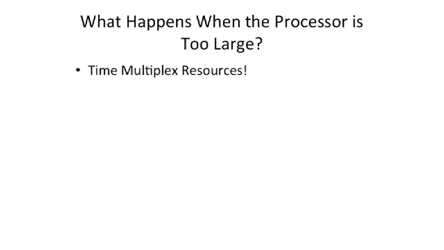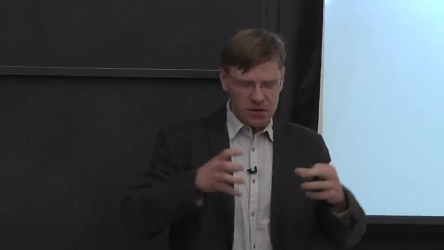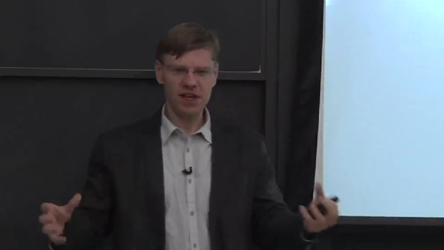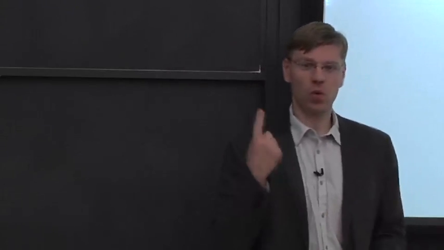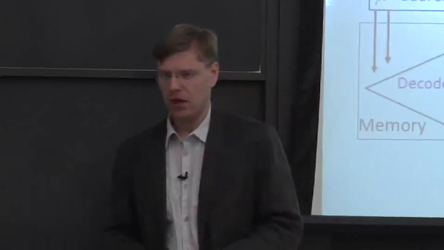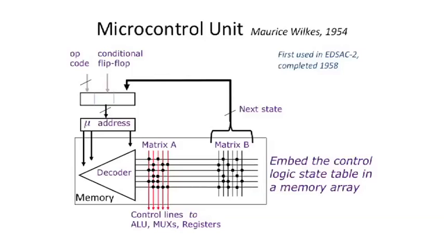Well, you can time multiplex the resources. That's right. Instead of physically building a bunch of resources and then connecting them together, you can build one resource which is in some way general purpose, and then you can use that resource and use it again and again multiple times for one instruction. And this is called a microcoded processor. So let's look at a microcontrol unit and how one of these things works.